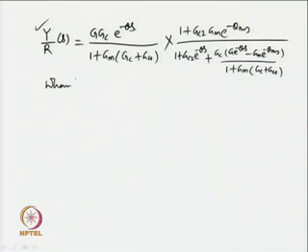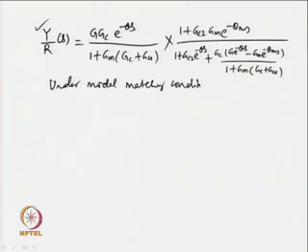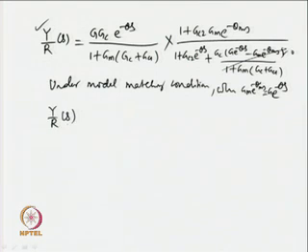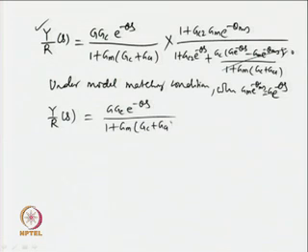Under the model matching condition, when Gm e^(-theta m s) becomes G e^(-theta s), that time this term will be 0, giving us Y upon R as G Gc e^(-theta s) divided by 1 plus Gm times Gc plus Gc1. So, we get a simple transfer function with the numerator G Gc e^(-theta s) upon 1 plus Gm times Gc plus Gc1.